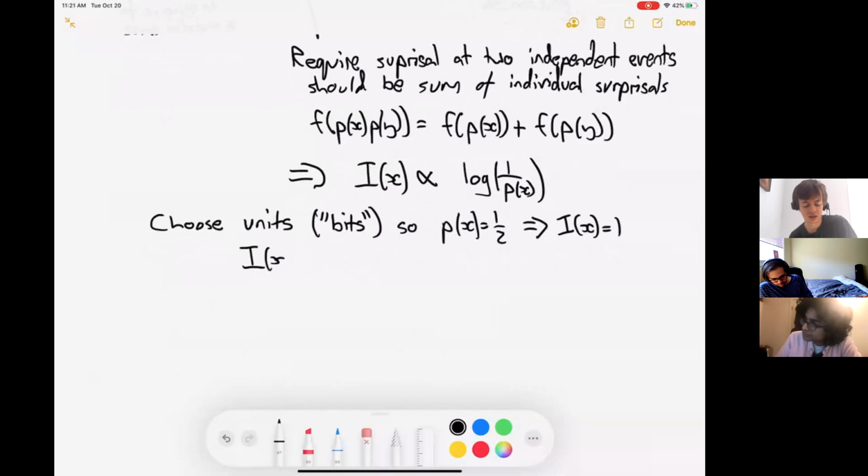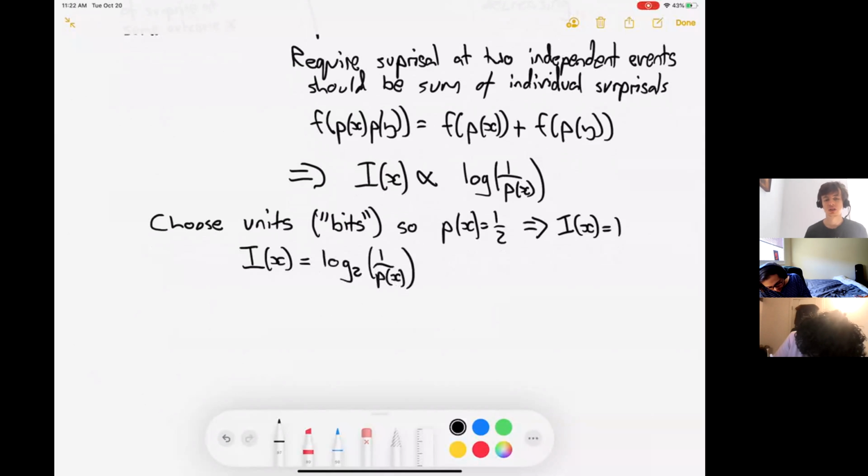So then that means that we get our final formula for the amount of surprise you should experience at some event happening: log base 2 of 1 over the probability of that event happening. Okay, so if you toss a coin, it lands heads, you experience 1 bit's worth of surprise. If you toss 10 coins and they all land heads, then you experience 10 bits worth of surprise.